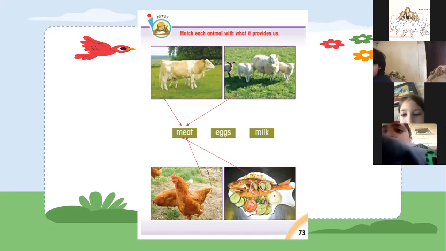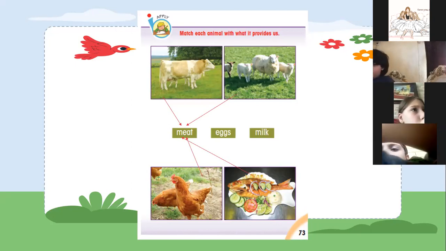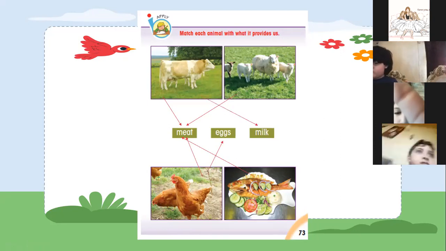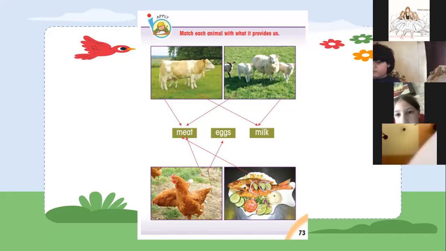Now, eggs. Of course, we're going to draw a line to not the cow, to the chicken only. Now, with milk, it's the cow. We get milk from cows and sheep. Done? Any question? So we need animals. Not a question. Do you know that we can also use donkey to move from one place to another?